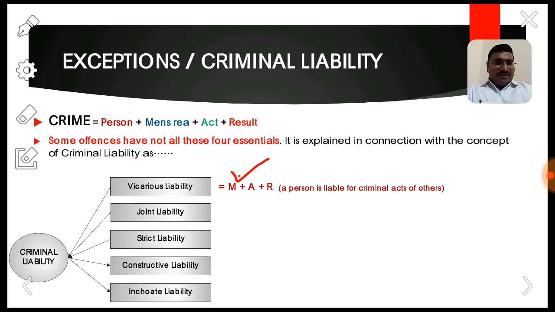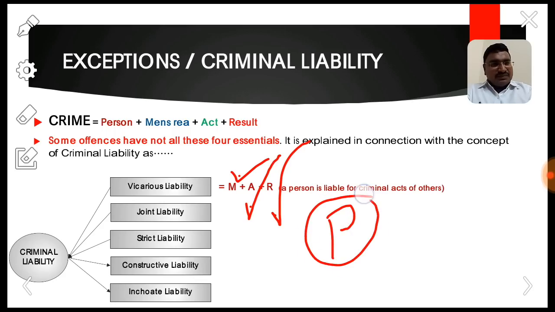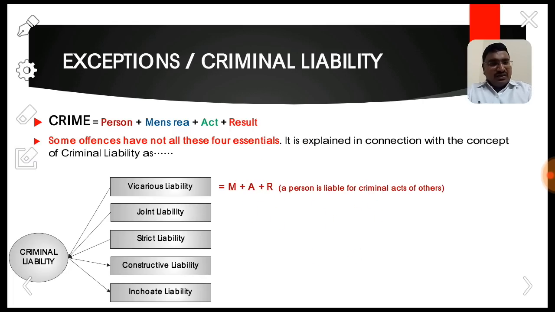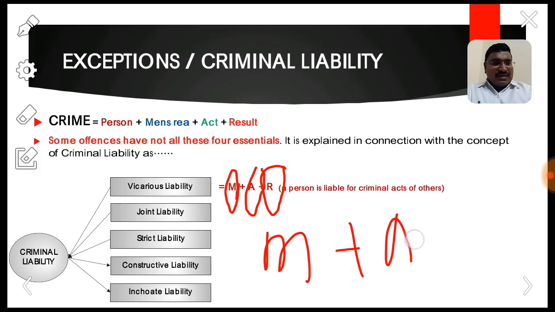There is the mens rea. There is some actus reus. There is some intended result. But there is no person; the person is absent. But the other person, with mens rea, committed a certain act that results in something. Here there is mens rea, there is some act, there is some result, but there is no person. Here such a person is liable for criminal acts of the other person.